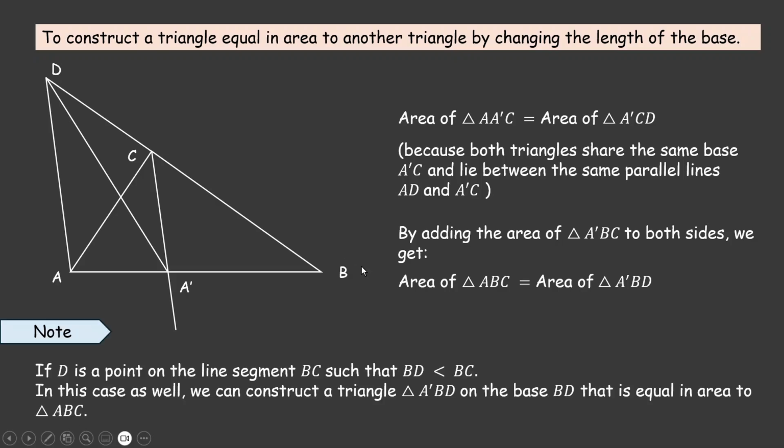Right. Now, here point D was beyond C when we had extended BC. What if point D lies on BC? That is when BD is less than BC. In this case as well, we can construct a triangle A dash BD on the base BD, which will be equal in area to triangle ABC.